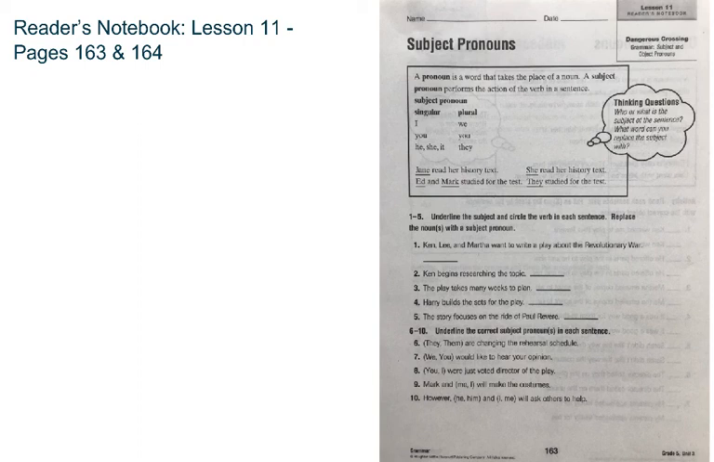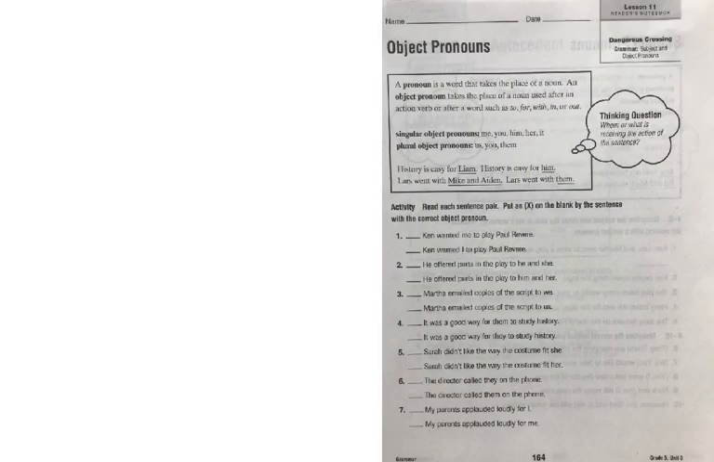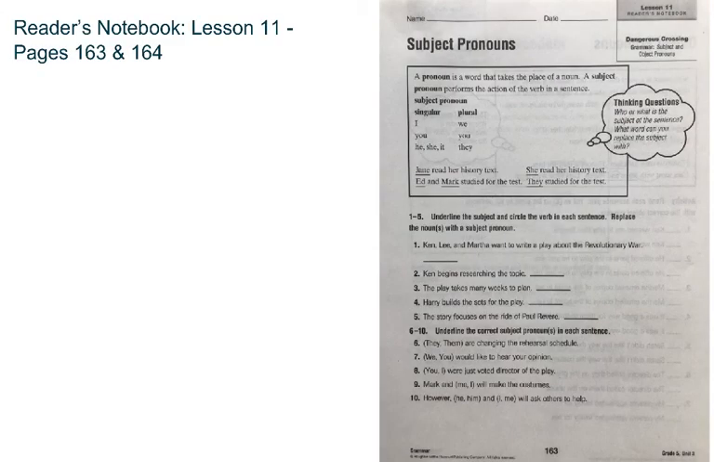Today we're going to be talking about subject pronouns and object pronouns. We all know that a pronoun is a word that takes the place of a noun. Oftentimes it's like he, she, you, we, they. A subject pronoun performs the action of the verb in the sentence. In our activities today, you're going to be underlining the subject of the sentence and circling the verb in each sentence, and then you're going to replace the noun with a subject pronoun.